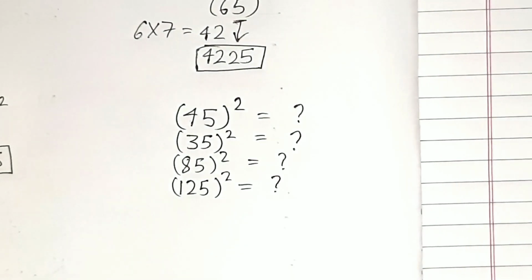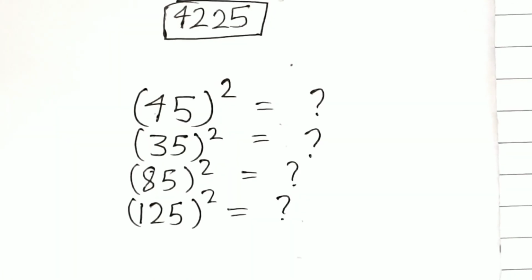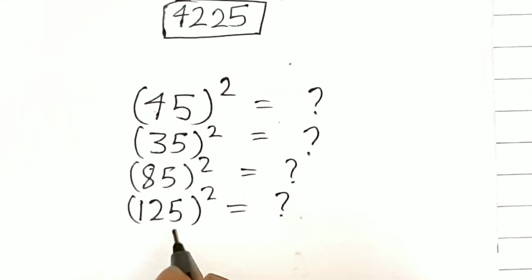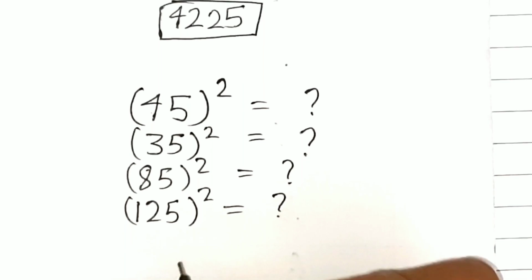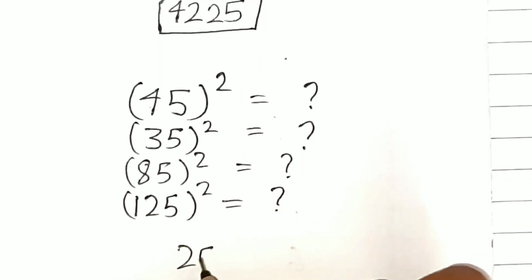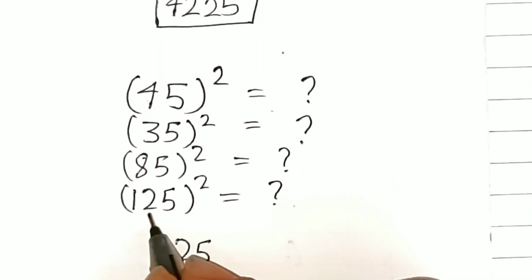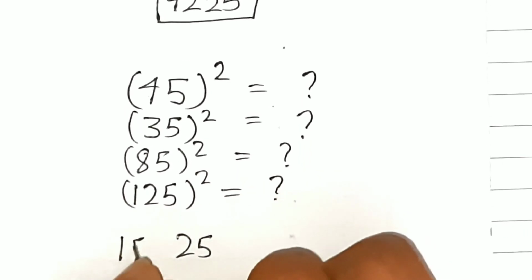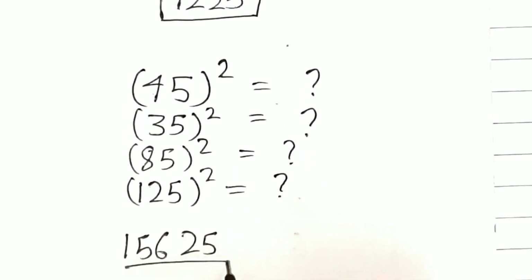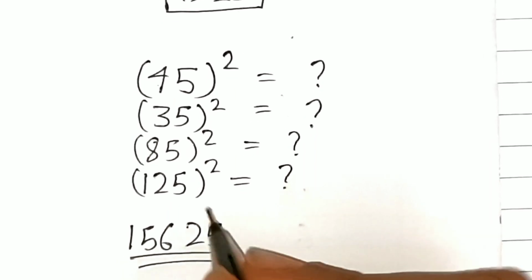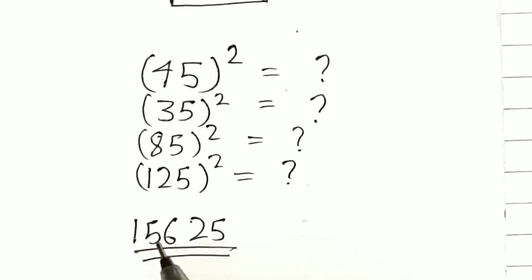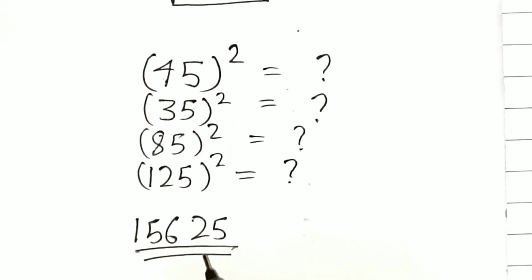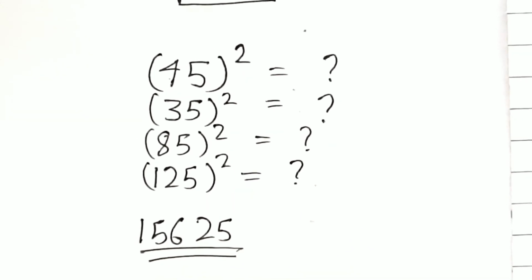Here are some more examples you can try. You can pause the video and try yourself. Over here 125 is also there. If you think 125 is hard, I'll just show you. We write 5 square, that is 25, and we'll multiply 12 by its next number, that is 13. So 12 into 13 is 156, and here is our answer, 15625. So it's a really easy trick, but you need to practice.